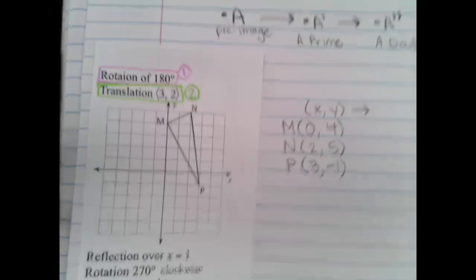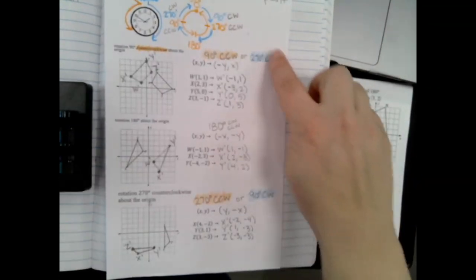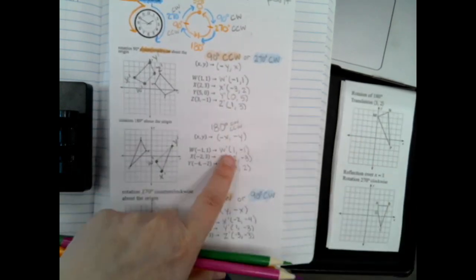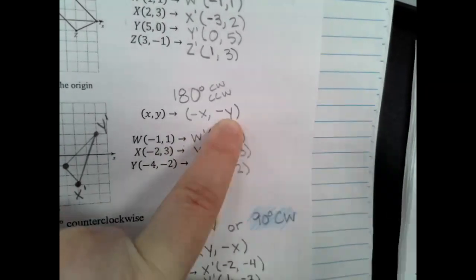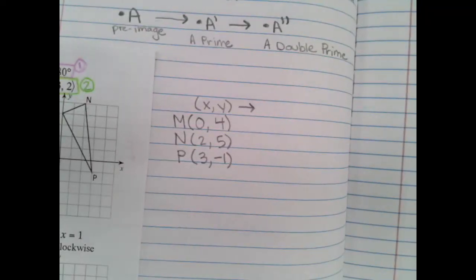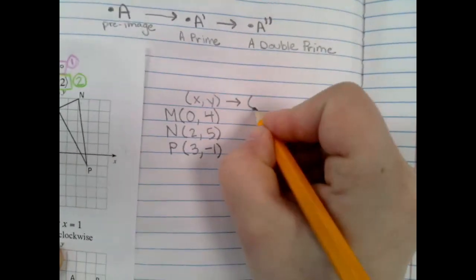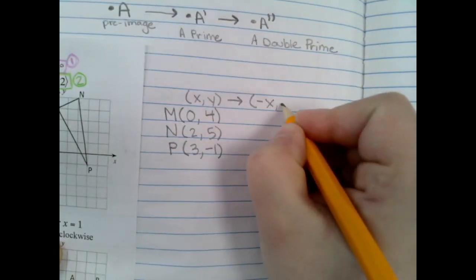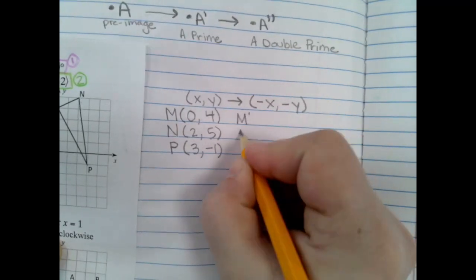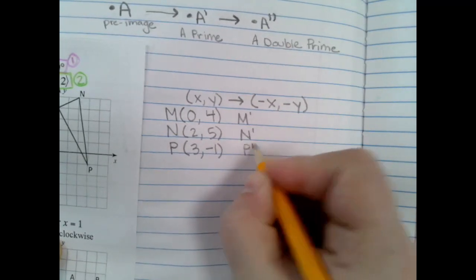Alright, so if I flip back to my rotations, where is my rule for 180? Here's my 90 to 270. Oh, 180 right in the middle here. So my 180 rule is to do opposite X, opposite Y. So XY will change to opposite X, opposite Y. We're not changing the order at all. We're just going to change everything to the opposite.